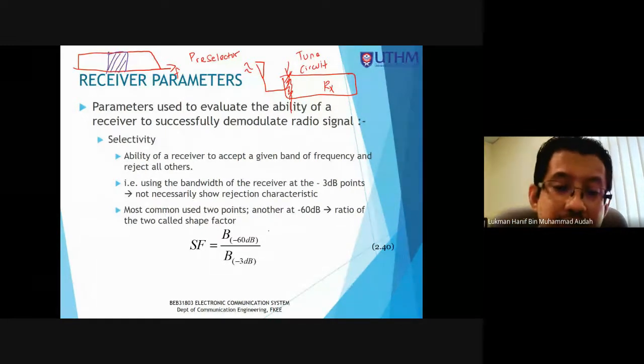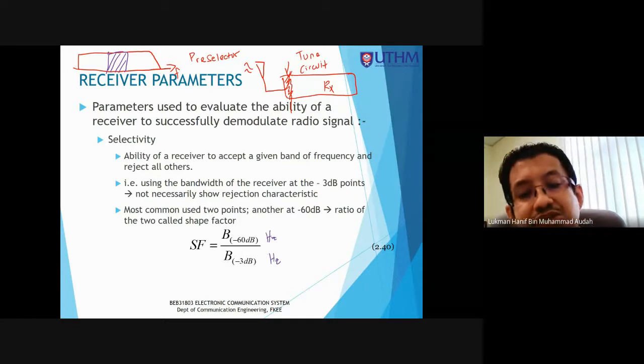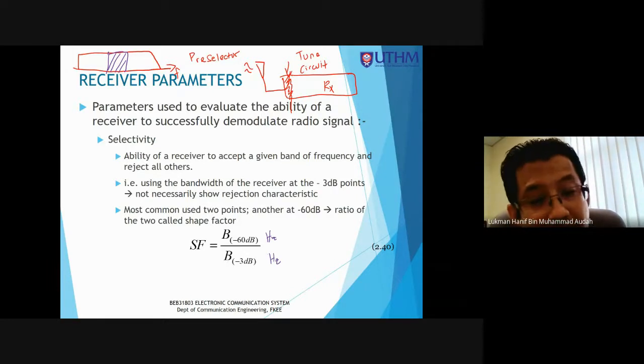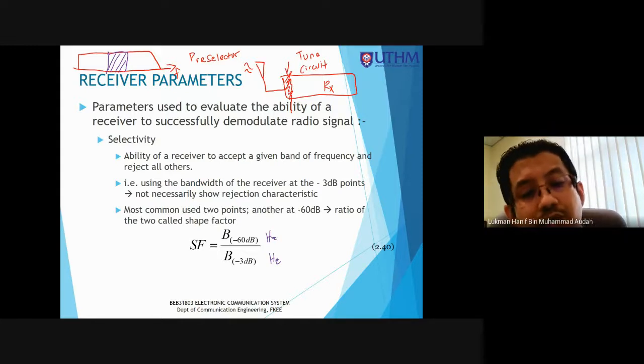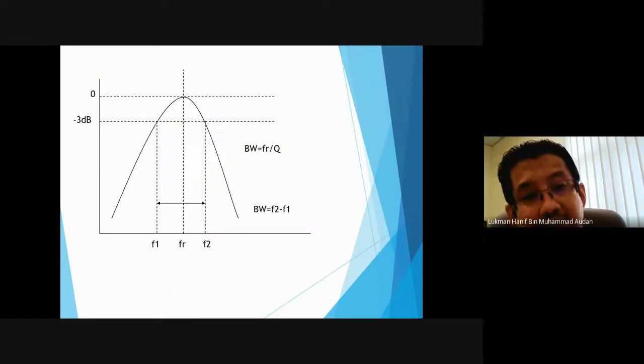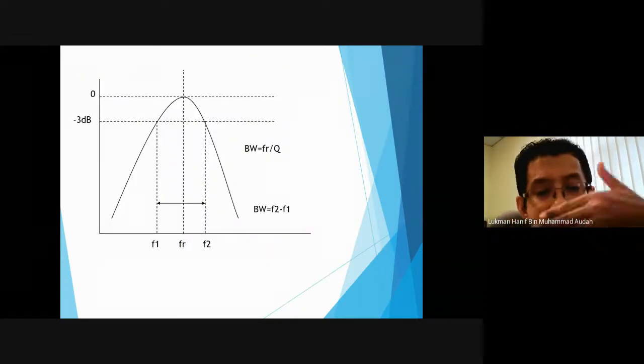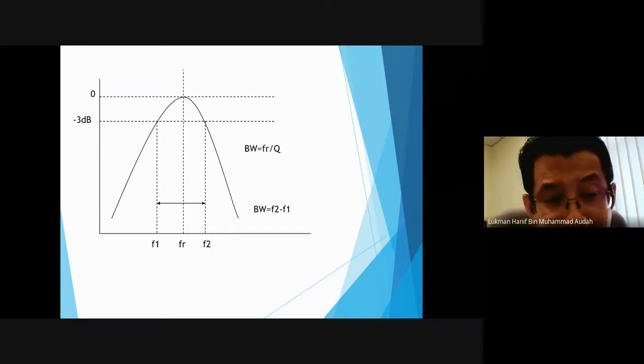Okay, yang mana di sini kalau you lihat, ini adalah hertz dibahagikan dengan hertz. So this shape factor doesn't have any unit. It is a unitless parameter. So how does the bandwidth of minus 60 dB and bandwidth of minus 3 dB look like? So we need to look at the frequency response curve. So I skip one slide. Okay, saya tunjuk yang slide yang ini.